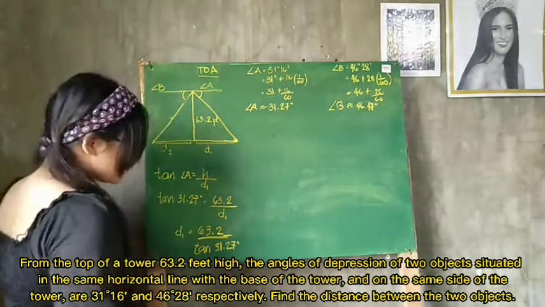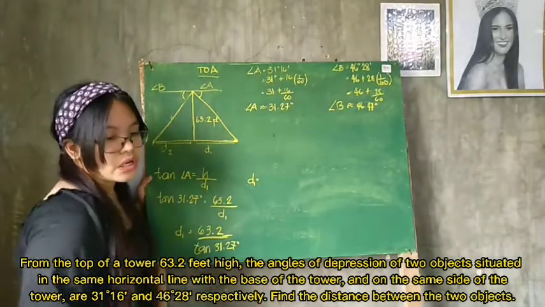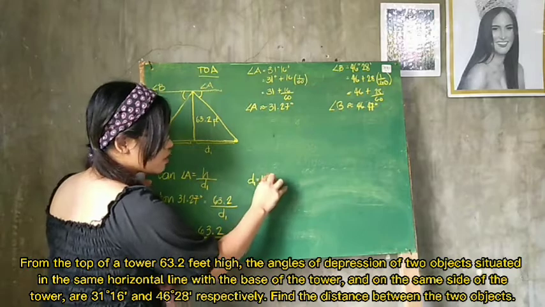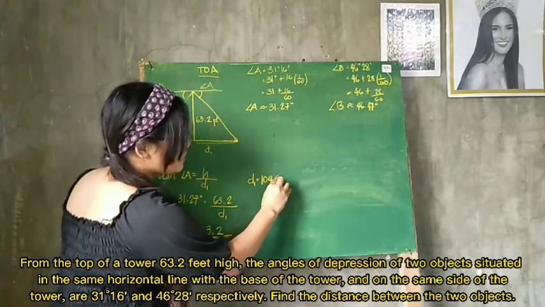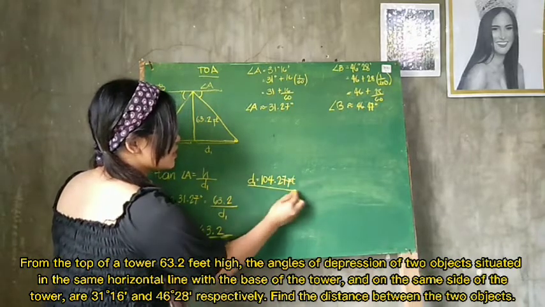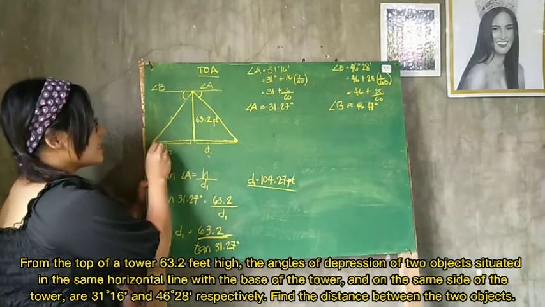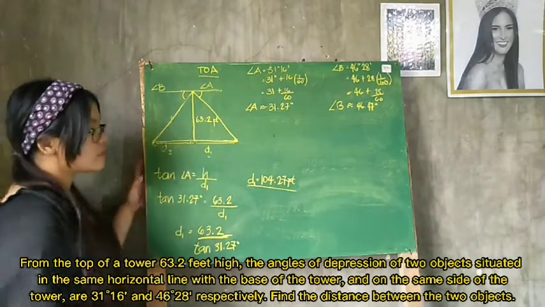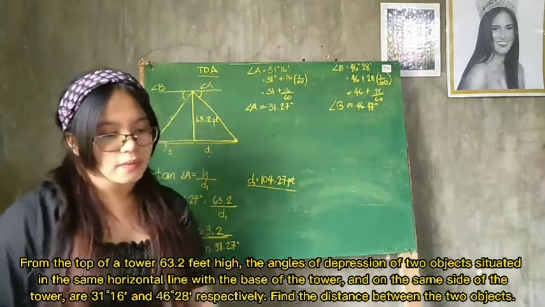So we have the first distance is equal to 104.27 feet. So this is our first distance. So next, let's find the second distance from the building to the second object. So the process is the same.